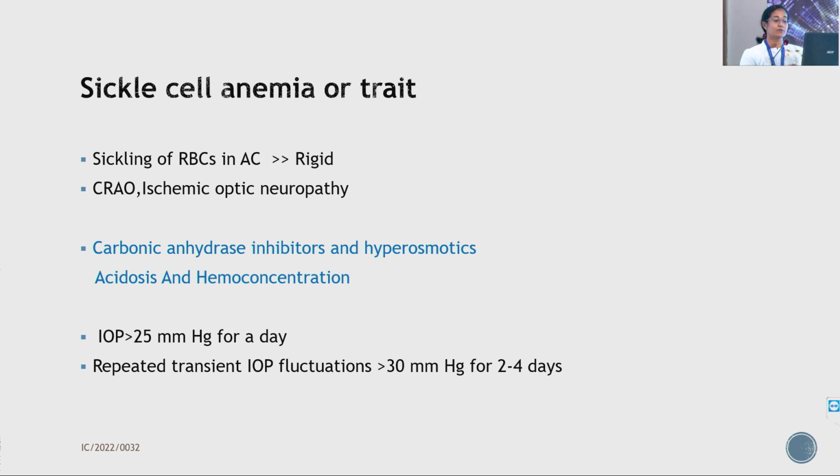Sickle cell anemia, of course, is uncommon in our country, but this should also be kept in mind. If any such patient comes, they have an increased risk of CRAO and ischemic optic neuropathy, and early surgical evacuation is planned, and certain drugs like carbonic anhydrase inhibitors and hyperosmotics are avoided in such patients.